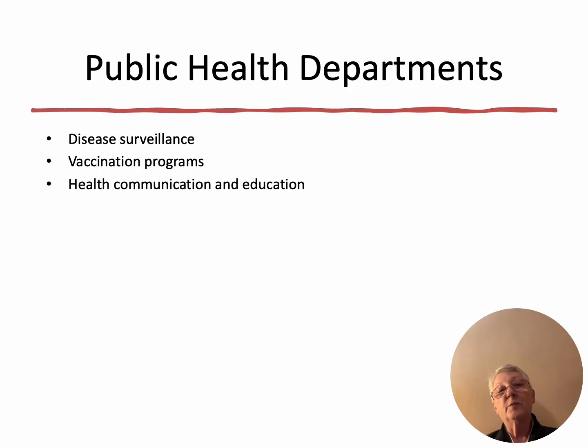Public health departments focus on the population-level impacts of disasters. Their responsibilities may include monitoring disease outbreaks, organizing vaccination campaigns, ensuring safe water and food supplies, and communicating public risks to the public. Public health officials also collect and analyze data that helps to guide response decisions.